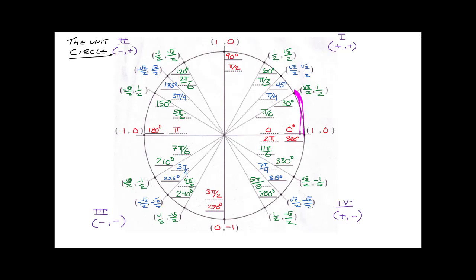So if someone says, all right, what's the terminal point at 30 degrees or pi over 6? The pi over 6 is the length measuring around. The 30 degrees is how much we rotated, right? And that would be the terminal point.